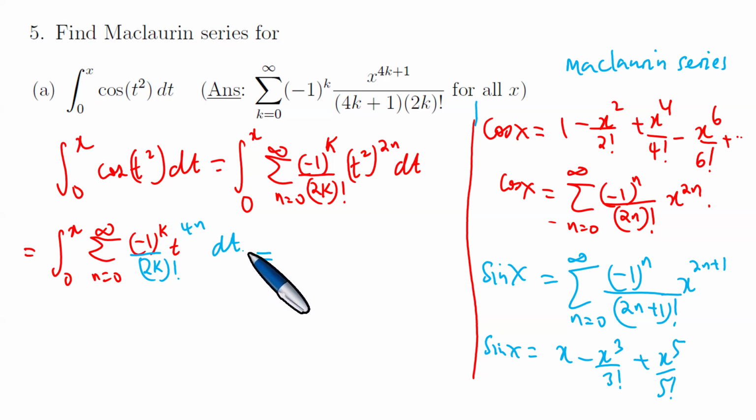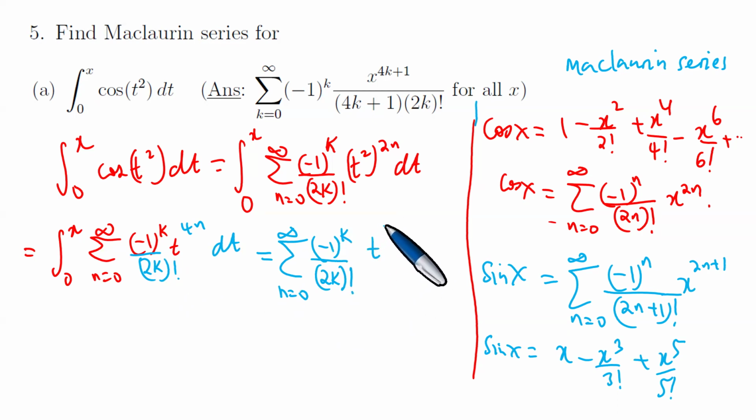So now, we're going to do the integral of this, which is the sum from n equals 0, minus 1 to the k, over 2k factorial, t to the, okay, this is k. Call this k. You can just use the symbol k for our purpose, because the questions are using k. You can use just k here, as much as you can use n.